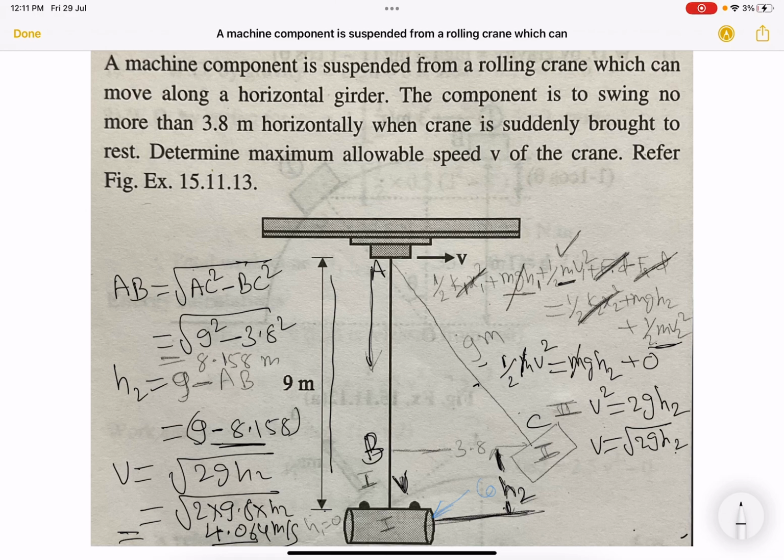The crane should have a velocity V, so that when it is stopped suddenly, the component will travel a horizontal distance of no more than 3.8. Please note, no more than 3.8. I hope this is clear. And basically, you remember that we started only with this general equation and substituted the values, right? Thank you.